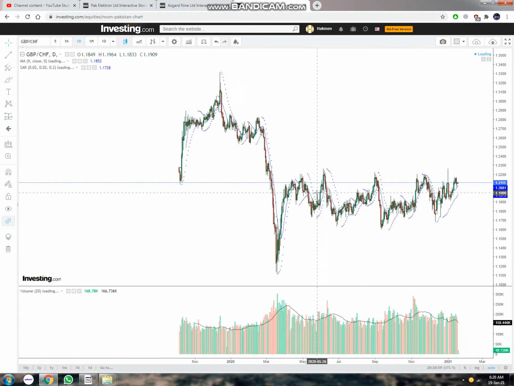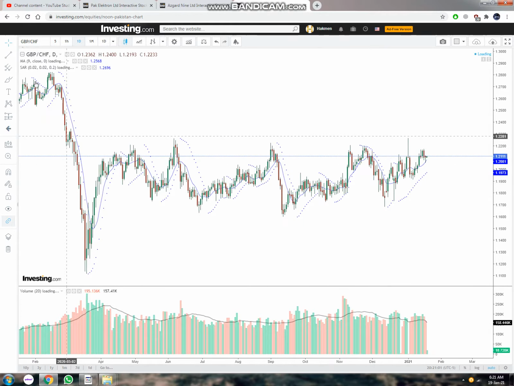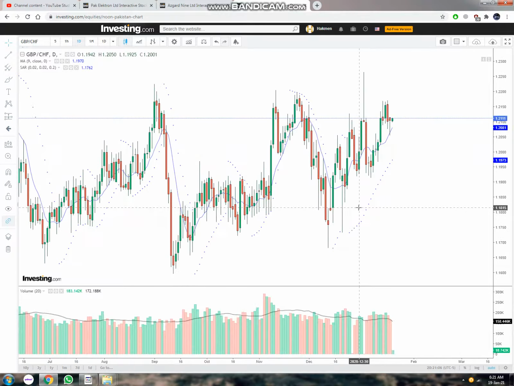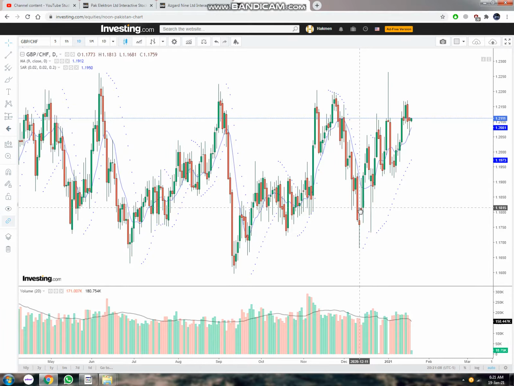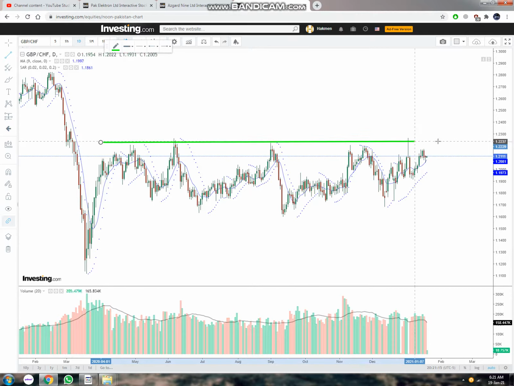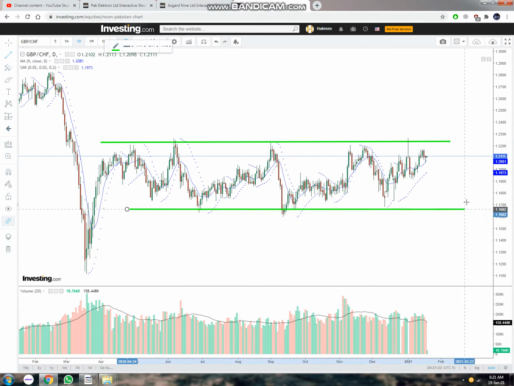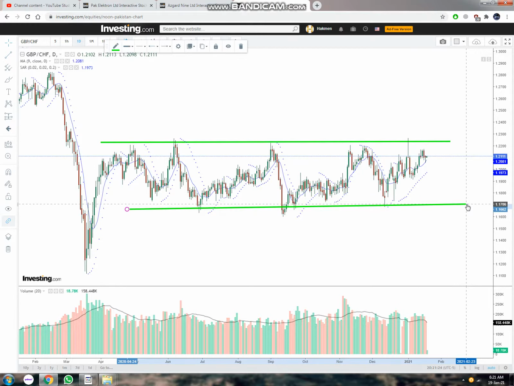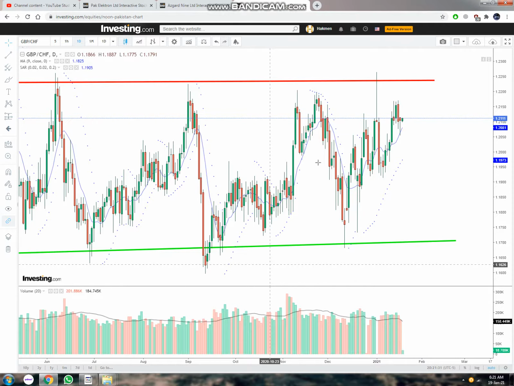Now this is GBP and Swiss franc, Great Britain pound and Swiss franc, GBP and CHF. Now this is a case of support and resistance level, high volatility and low volatility. So again I'm going to draw a line, support and resistance level. So in this case, I'm not sure.